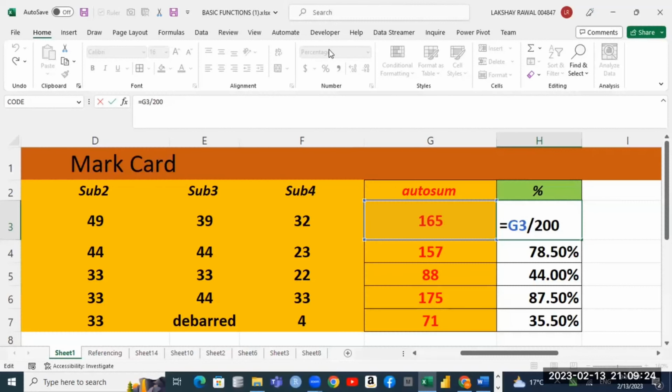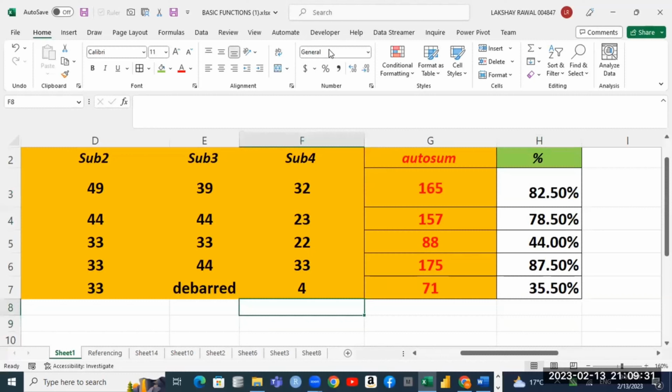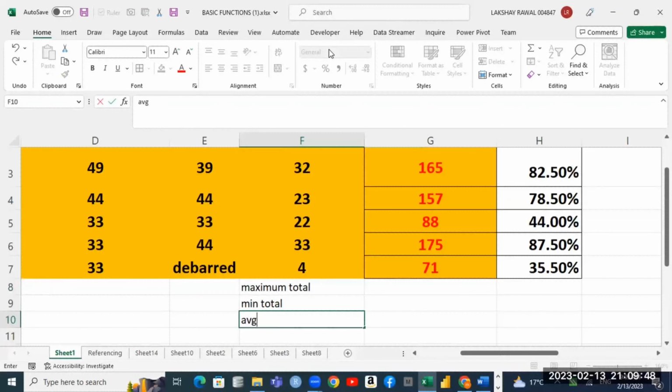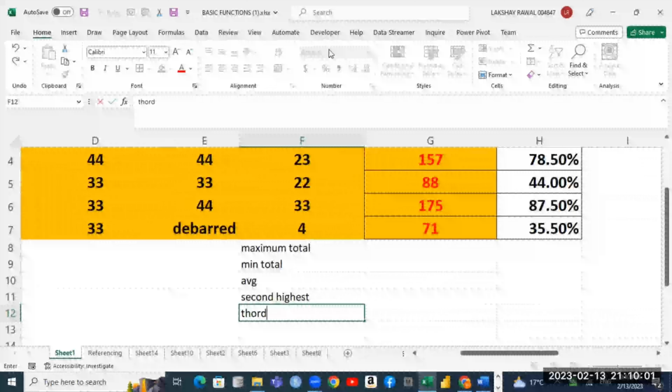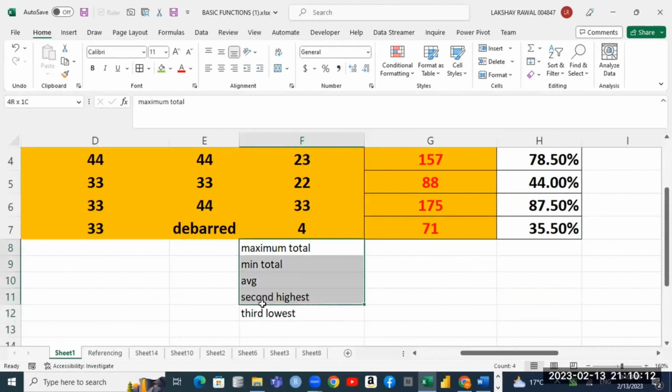So have you done? Then go here and write down maximum total, minimum total, average, second highest, third lowest. Write down this.